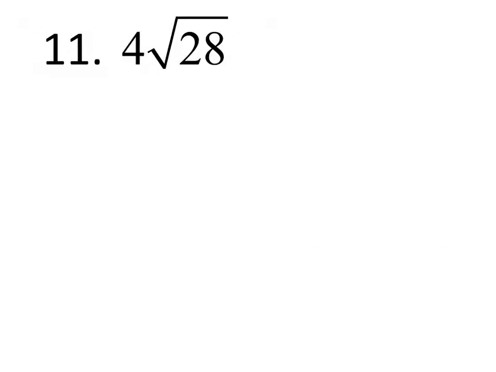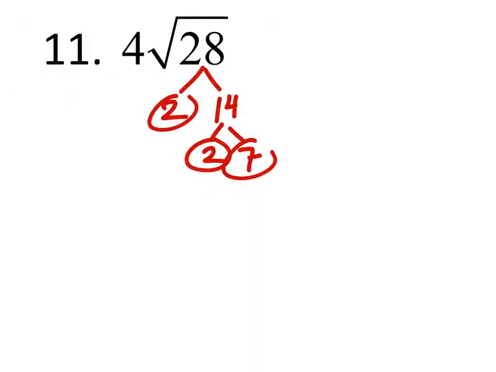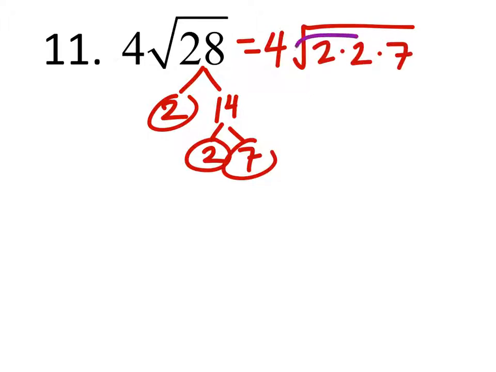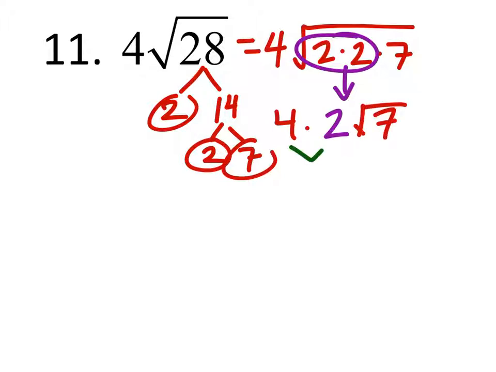So what do we do if it already looks like it's simplified? Well, we just need to check and make sure. 28 needs to split up into 2 and 14 maybe, which splits up into 2 and 7. So that gives me all my primes. So this is really 4 times the square root of 2 times 2 times 7. And yes, I've got a pair of 2's that I can pull out. So there's my 2, but I still have the 4 to multiply that by, and the square root of 7. Well, 4 times 2 is 8, and then I've got the square root of 7. This would be it. It's my final answer.